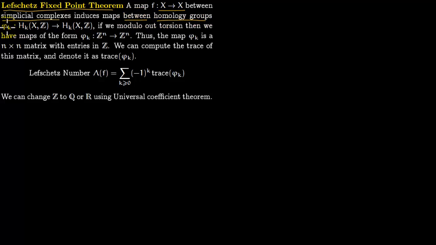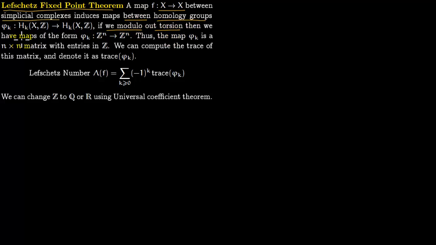So you have this map phi k from Hk to Hk of X. Obviously you have phi 0 from H0 to H0, then phi 1 from H1 to H1, then phi 2 from H2 to H2, and so on. Now in these maps we can modulo out the torsion. This is important: in the Lefschetz fixed point theorem we modulo out any torsion.